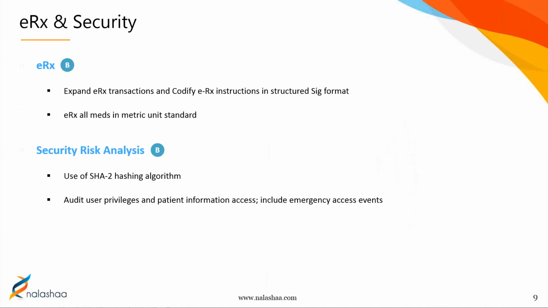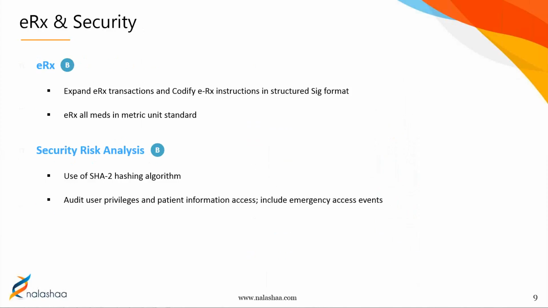And the security, what is changed is the use of hashing algorithm SHA-2, or actually you can also go with SHA-3, which is the latest version, but yeah, move away from SHA-1. And on the audit log, which we have already implemented in 2014, what's new is just two elements. One is user privileges, auditing them, and second is emergency access events.